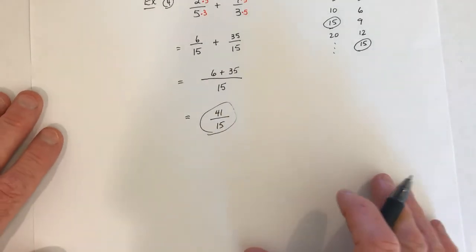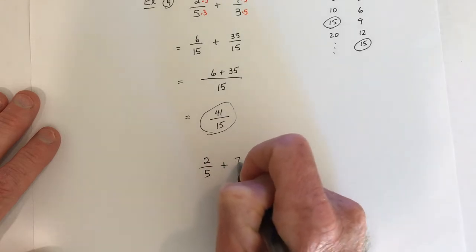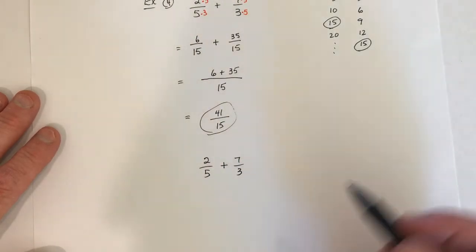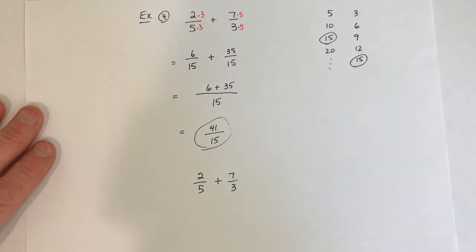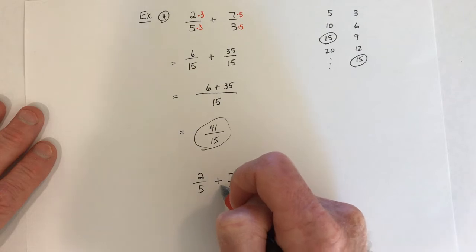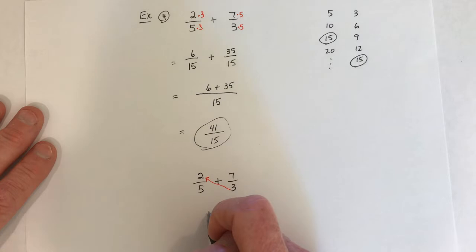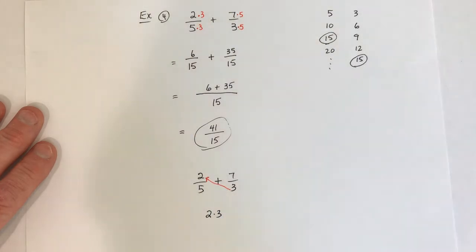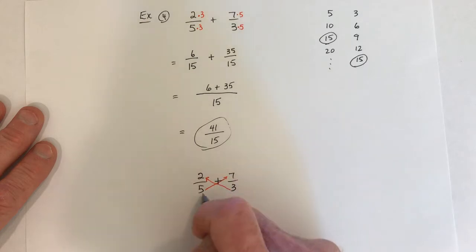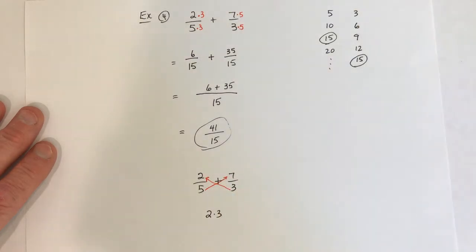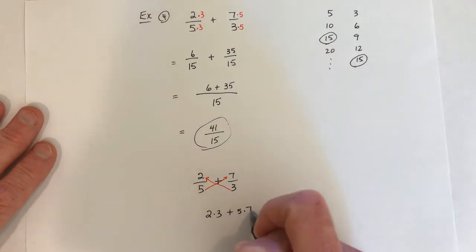Now let me show you a different way to do the same problem. 2/5 plus 7/3. So it replaces doing this over here. What you do is you multiply this with the 2. So there's 2 times 3. And then you multiply this with the 5, and as you go in this direction, you pick up whatever sign that is. In here, it's a plus. So then it's going to be plus 5 times 7.